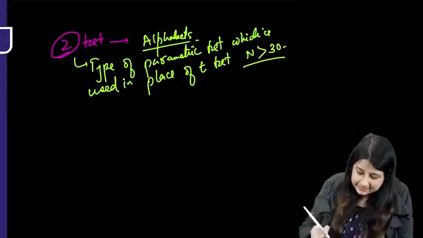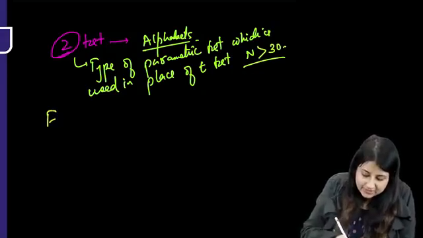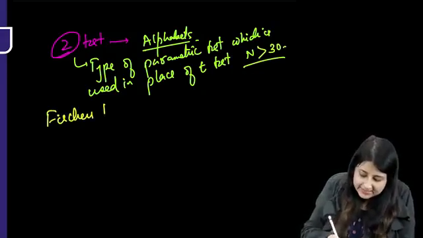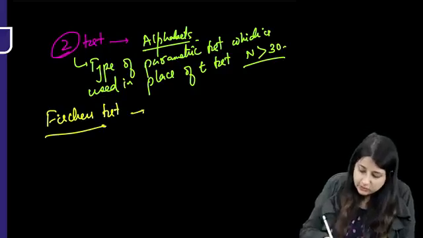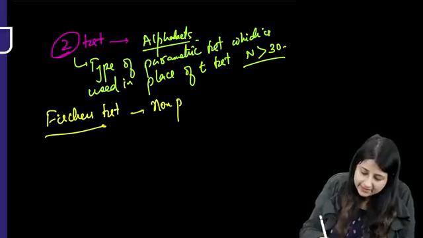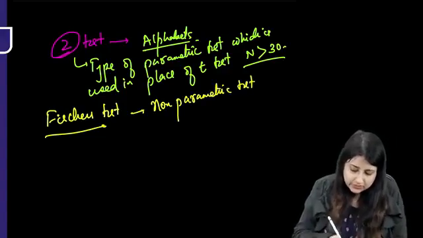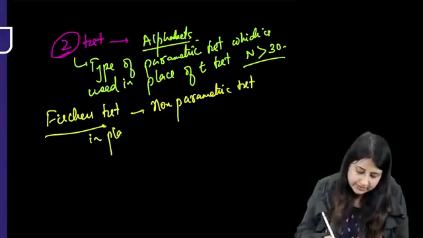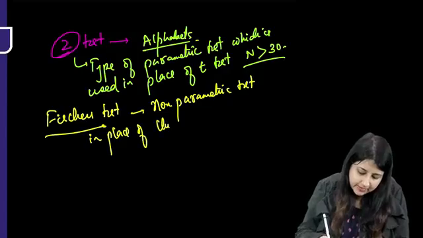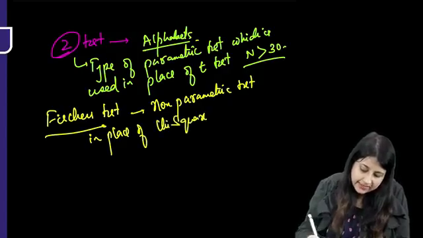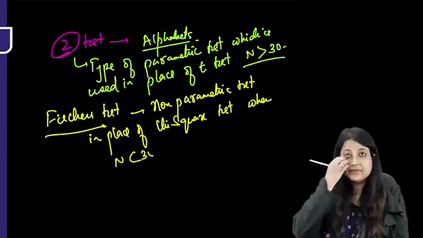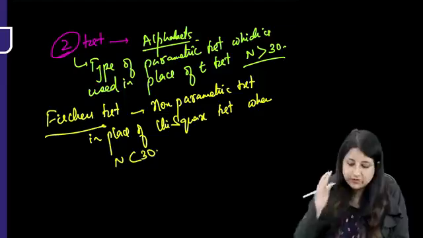And again another test with a fancy name, see, Fisher's test. At least you have to know the test. Fisher's, so this is a non-parametric test which is used in place of chi-square test when sample size is less than 30. So that is important for Fisher's test.